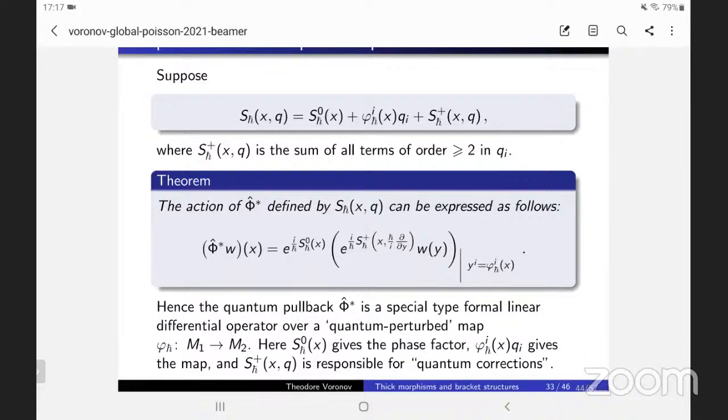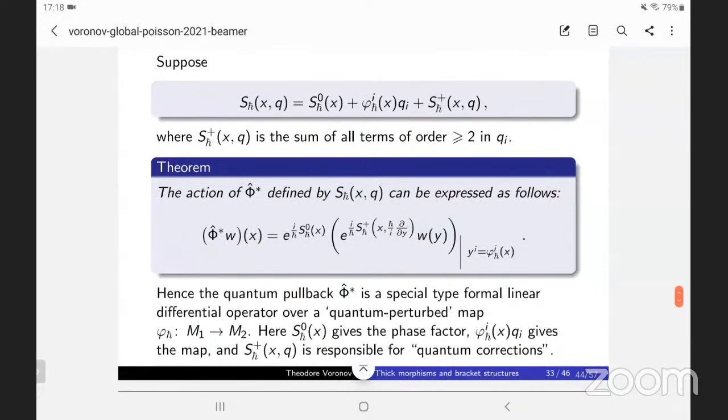And what is this formula geometrically? It's a formal linear differential operator over a map. What is a differential operator over a map? It should be a textbook concept, though perhaps not so well known. You have two manifolds and a function on the second manifold. You differentiate it with respect to coordinates of the second manifold, then substitute coordinates of the second manifold as functions of the first manifold, and take coefficients dependent on coordinates of the first manifold. It's a generalization of the notion of a vector field along a map. And here we have exactly this situation. Then you multiply by a phase factor. So that's a closed form of this quantum pullback.